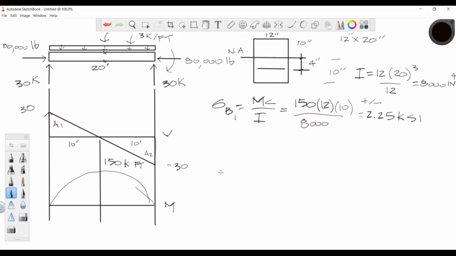All right, so let's look at the normal stress on this cross section. Normal stress is simply P divided by A, okay? The force on this normal stress is this 80,000 pounds, but if we convert that to kips, 80,000 divided by 1,000 gives us 80 kips. Our cross-sectional area is simply going to be 12 times 20.